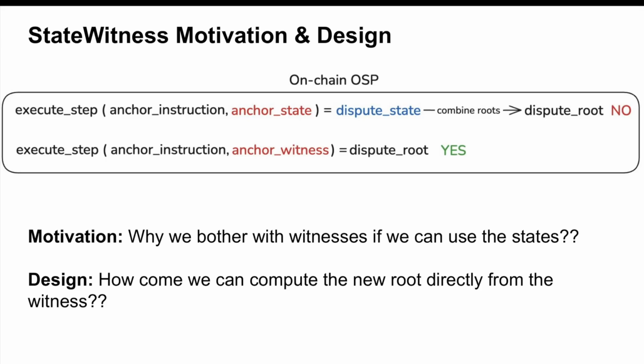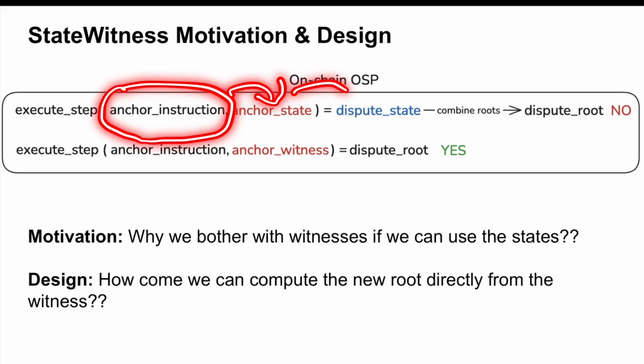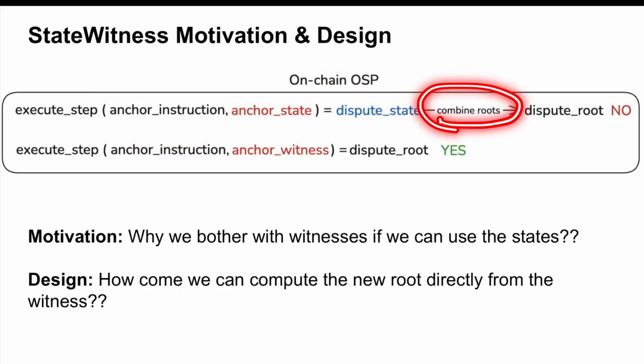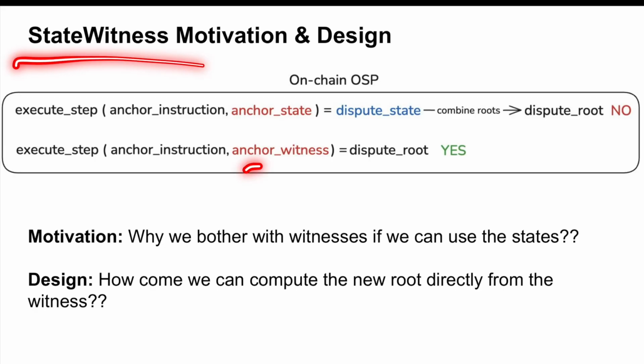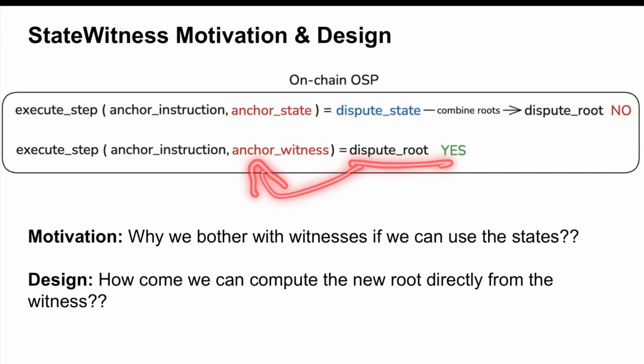So in fact, we already had anchor state, which is the virtual machine state, and if we execute one instruction on this anchor state, we would get the dispute state, which is the actual dispute state. And when we combine these roots in the dispute state, we would get the dispute root. But that's not what we do. We introduce another intermediate structure, which is the state witness, and we compute the dispute root directly using the anchor witness.